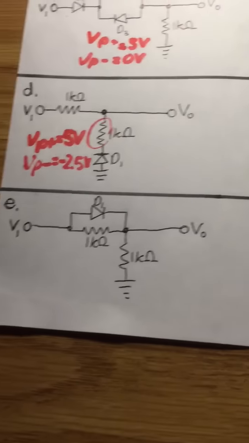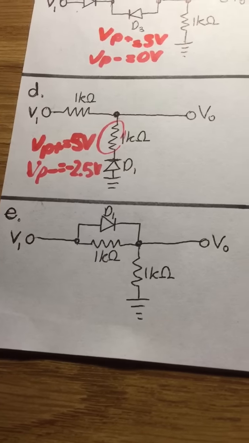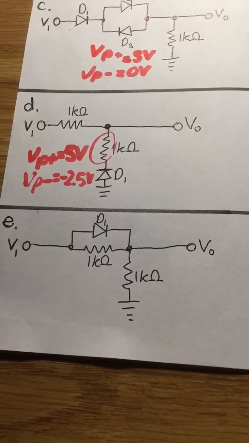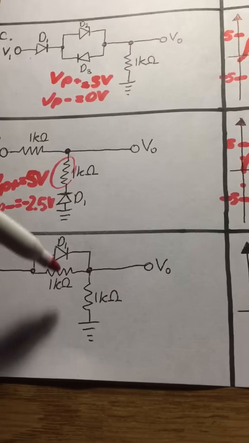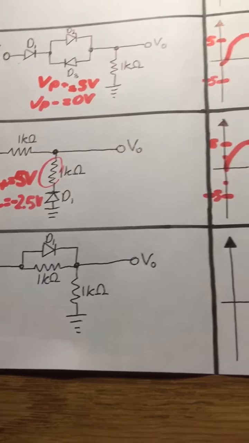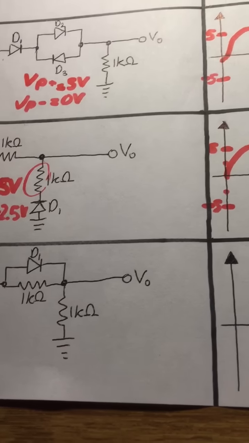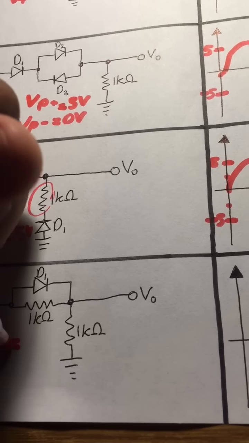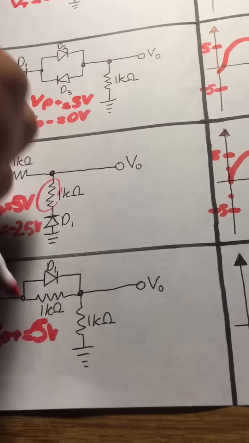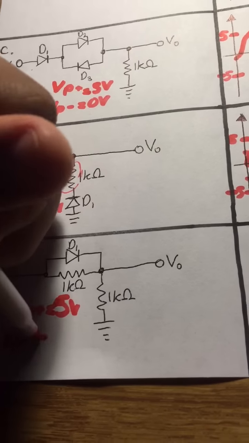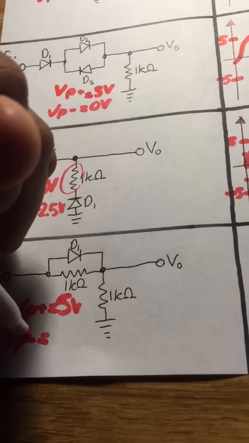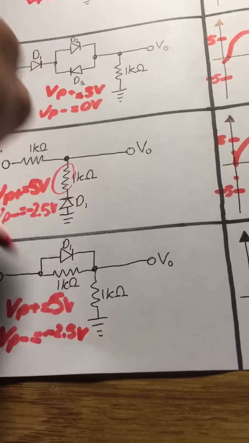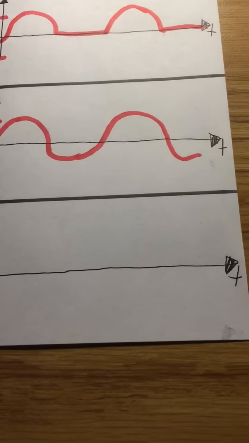Okay, and the final one, if we look at that, we can see that once again the positive voltage will go through, but the negative voltage has to go through the resistor, and that will be cut in half. So okay, it's actually the same as the previous one. Positive voltage is 5 volts, and negative voltage is negative 2.5 volts. Okay, moving on to the graph.